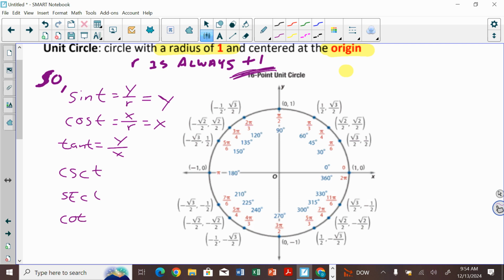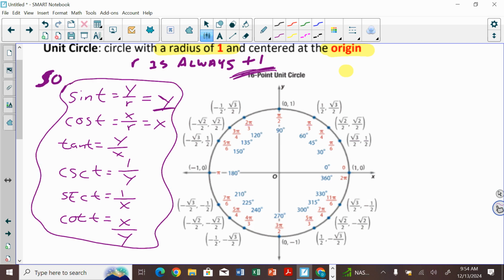Just put t in there. This is what they use, the exact angle there. So in this case, because we know it's y for sine, cosecant the reciprocal would be 1 over y. And then secant would be 1 over x, and cotangent would be the reciprocal of tangent, so x over y. So I want you to have those down to know. Now it's pretty simple once you have these ratios here.